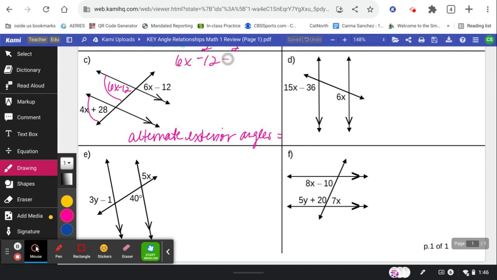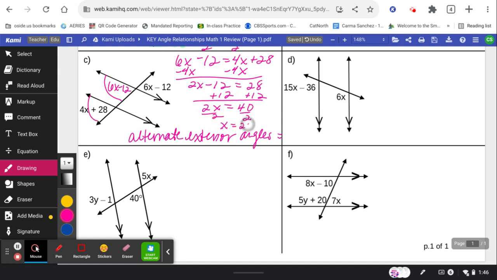6x minus 12, 4x plus 28, minus 4x, and then add 12. So 2x equals 40, and so x equals 20. And highlight. 4x plus 28 minus 4x, 2x plus 12.